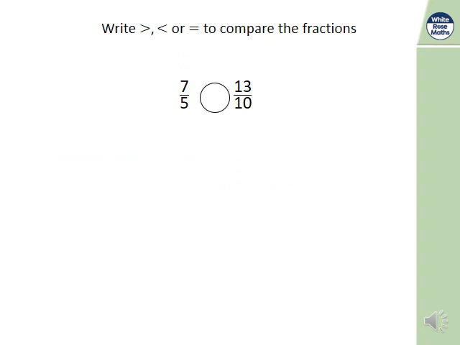Now let's have a look at this one. Write greater than, less than, or equal to compare the fractions. We have 7/5 and 13/10. And I want you to think for 7 seconds, what would you do to these fractions to help you?